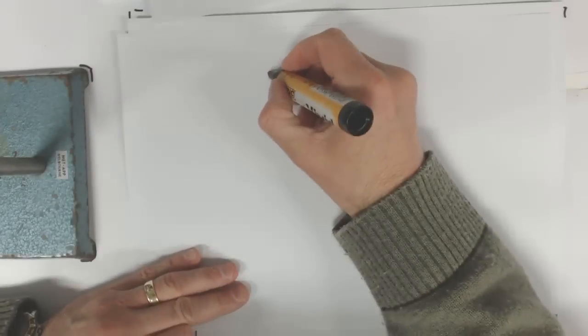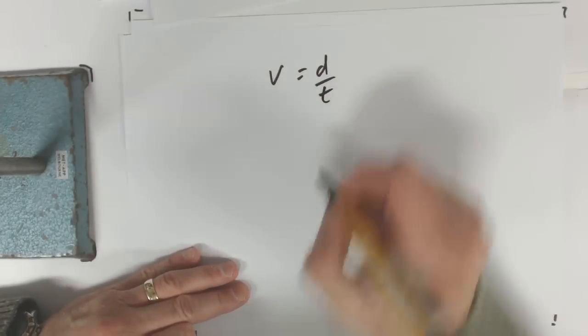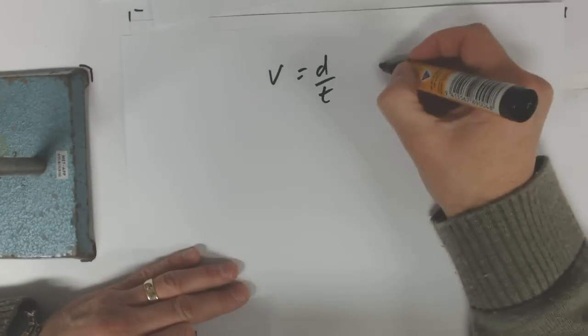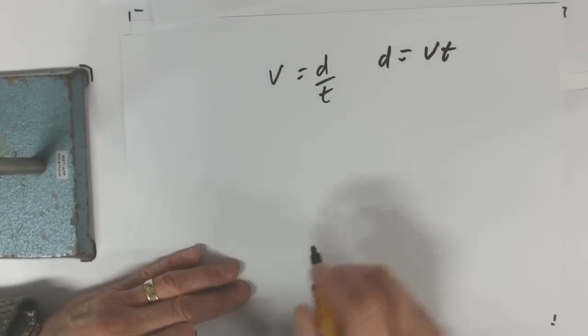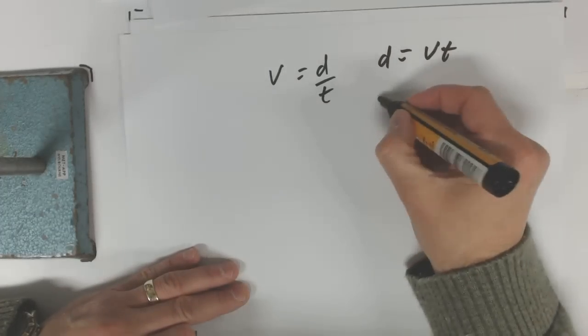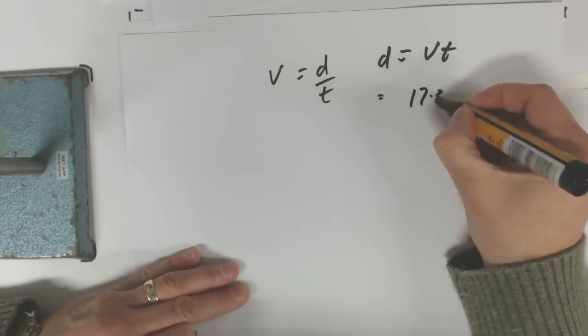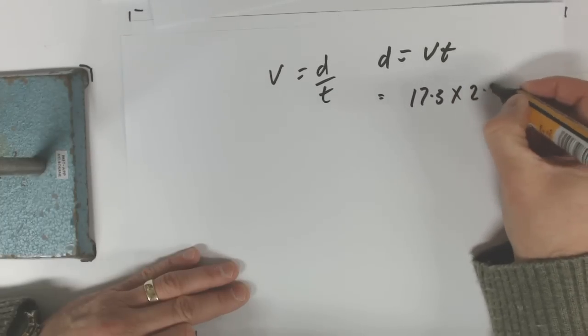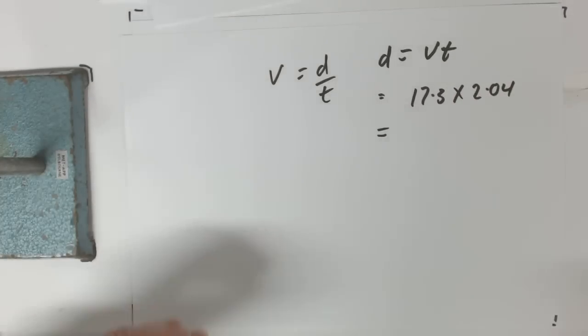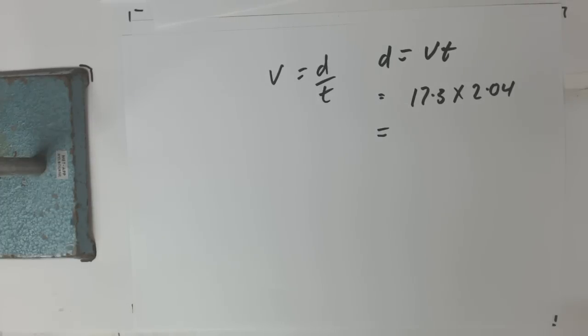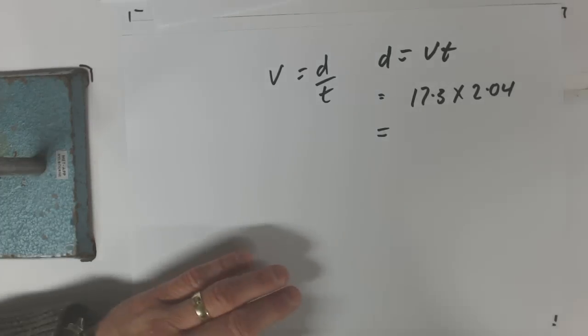We just use our old formula, which was V equals D over T, right? So D equals VT, V being 17.3 and T being 2.04. Equals 35.3.